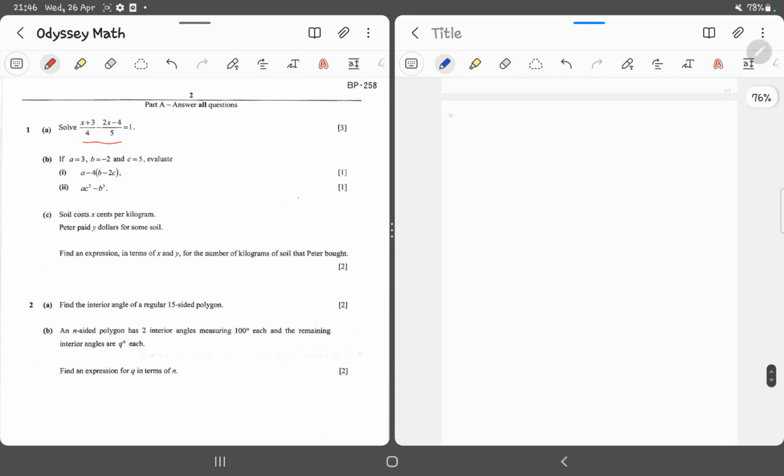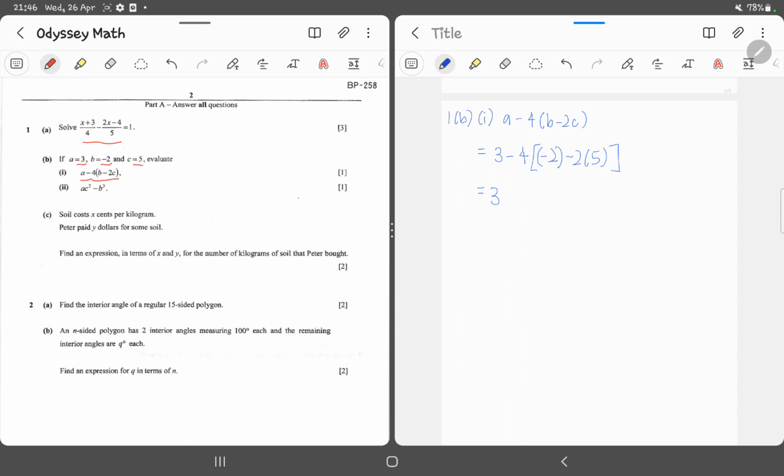So let's do 1B. It's just on algebra, but it's actually a substitution. If a equals 3, b equals minus 2, and c equals 5, evaluate a - 4[b - 2c]. So for part I, a - 4[b - 2c]: a is 3 minus 4, b is minus 2, then a square bracket, and c is 5. Here I'm just substituting all the values of a, b and c.